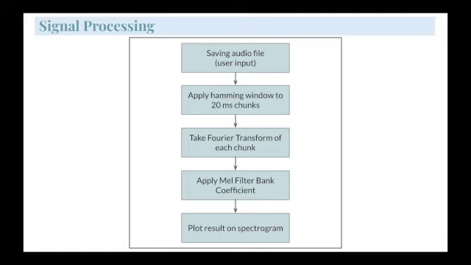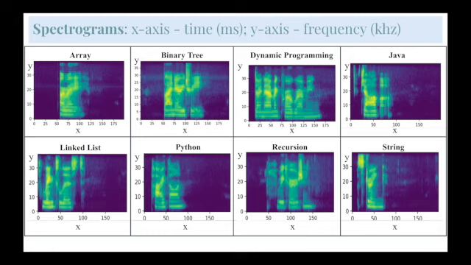Then, in order to reduce the dimensionality of this, we applied the Mel filter bank coefficient approach. The results are plotted on the spectrogram above. It can be seen that the representation looks visually different between different words.